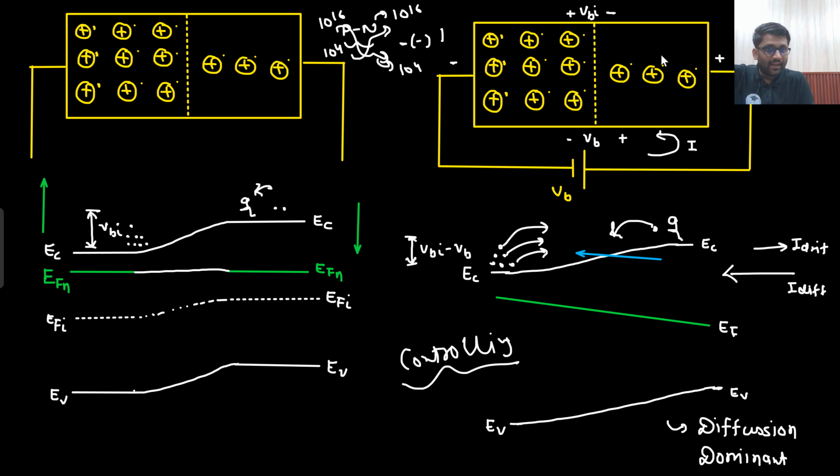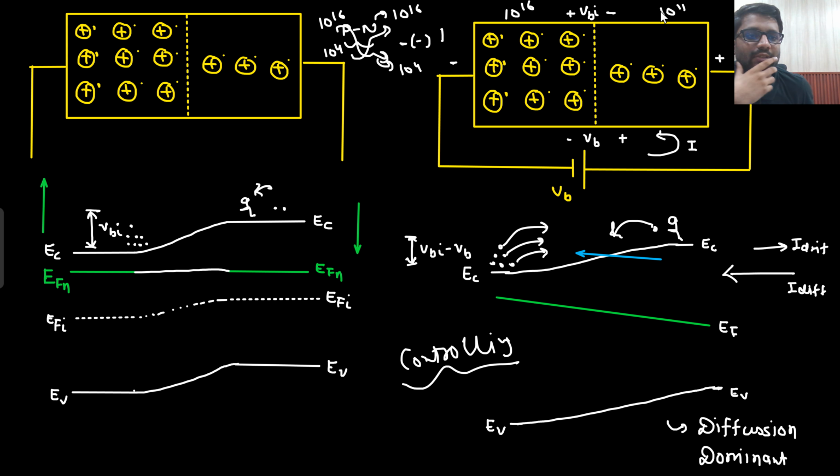So in N plus and N, what was the scenario? 10 to the power 16 electrons here, 10 to the power 11 electrons here. So concentration gradient is not that high. If I want to make the highest concentration gradient, what I need to do? One side you take P, one side you take N, and you control the current. And from here, the concept of PN junction came into action. And from PN junction, we made diode.